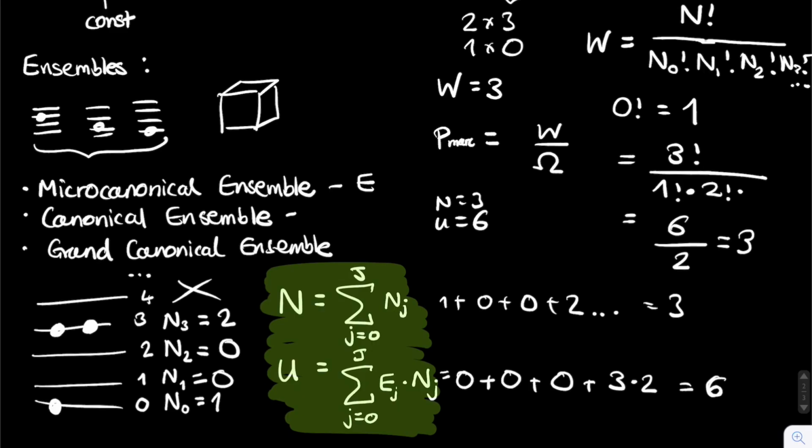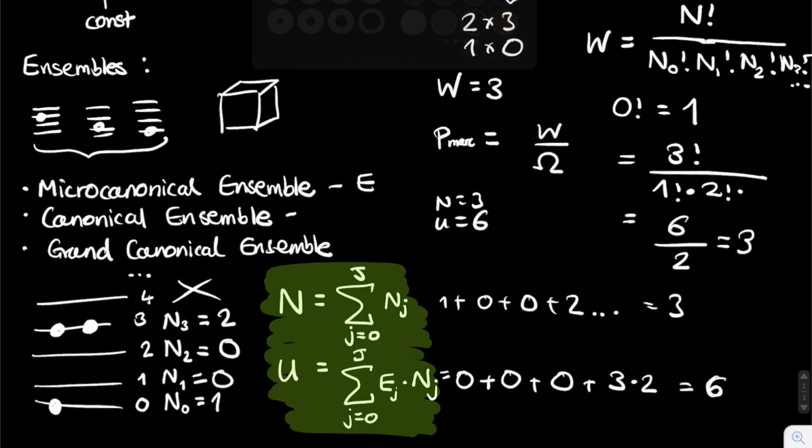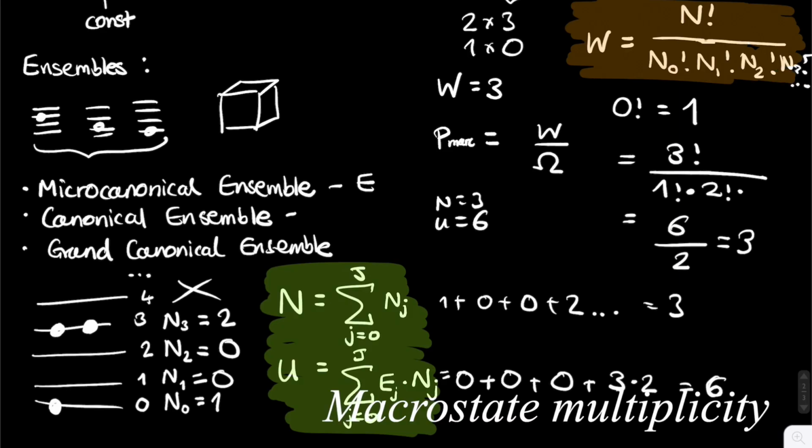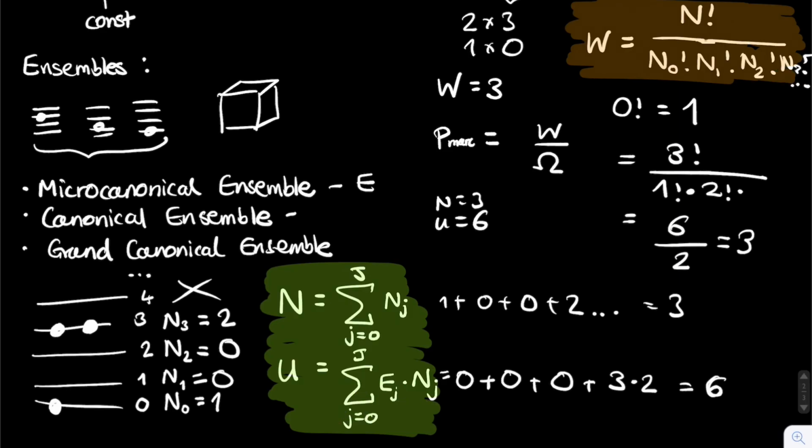So this is a handy way of calculating the number of microstates per macrostate. We often give this term W the label the macrostate multiplicity. So it's the number of microstates for a given macrostate. And I hope that makes sense. So on to the next bit.